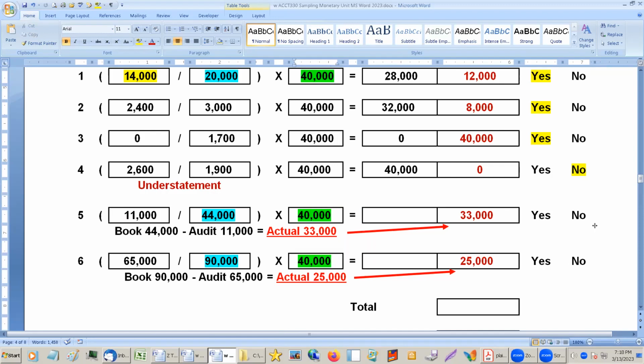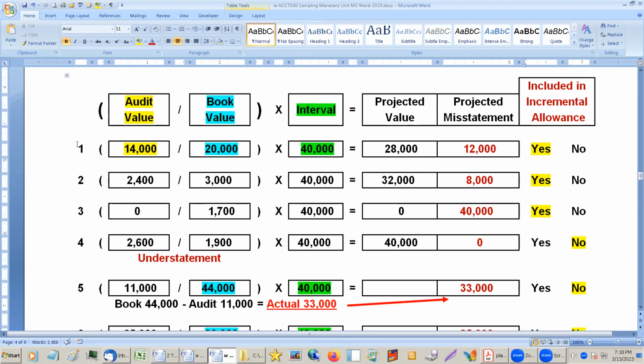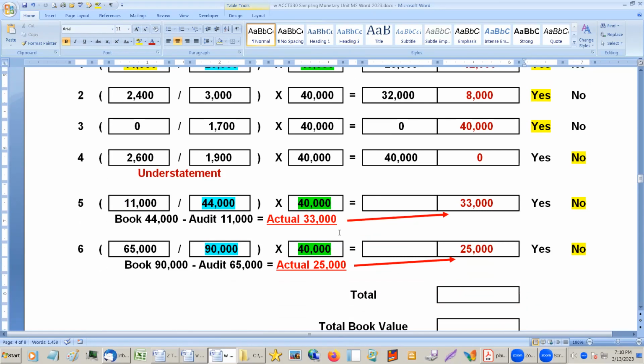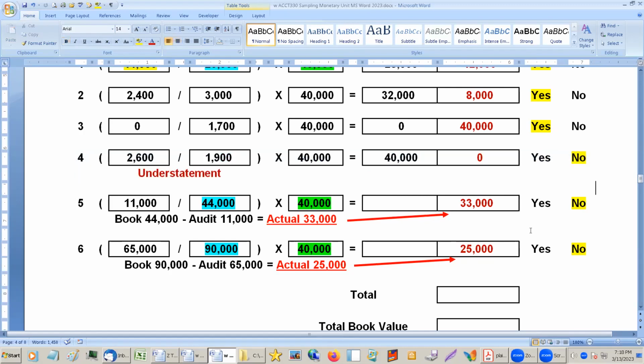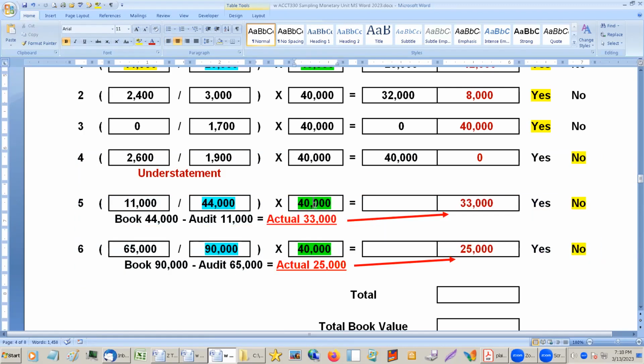So could things be worse? No. These are not included in the incremental, and we'll talk about what that means later on. So incremental allowance, these first 3 could be worse. The last, well, this one isn't a problem at all. This one doesn't really count. But these other 2, things could not be any worse in that sample. We've taken 100% sample of both of those. They could not be any worse. They are not included in the incremental.